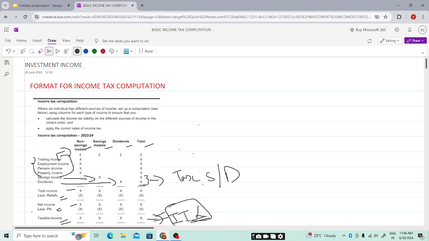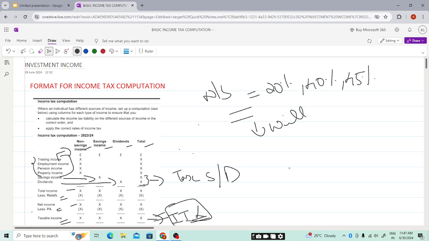As in the previous session, we had seen the calculation for the non-saving income. We had the rates of 20, 40 and 45. The method for the calculation of the non-saving income will be the same for the saving income and also the dividend income. I will give a small example so that you understand how the income is calculated.